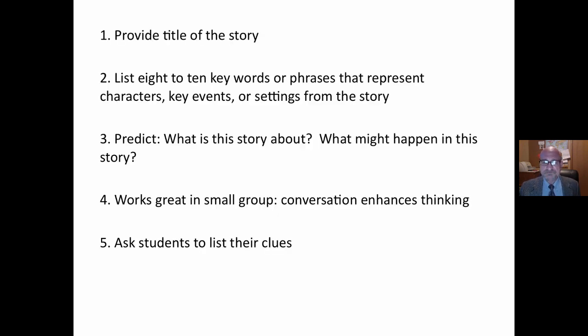The next one is semantic impression. It is a form of predicting. I like this. Here's the steps. Provide the title of the story. List 8 to 10 key words, phrases that represent characters, events, settings, or represent the story. Students have to predict what the story is about or what might happen next. It's great in small groups.